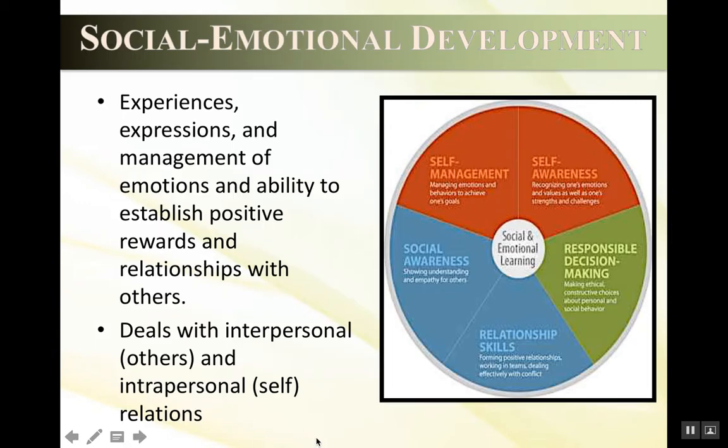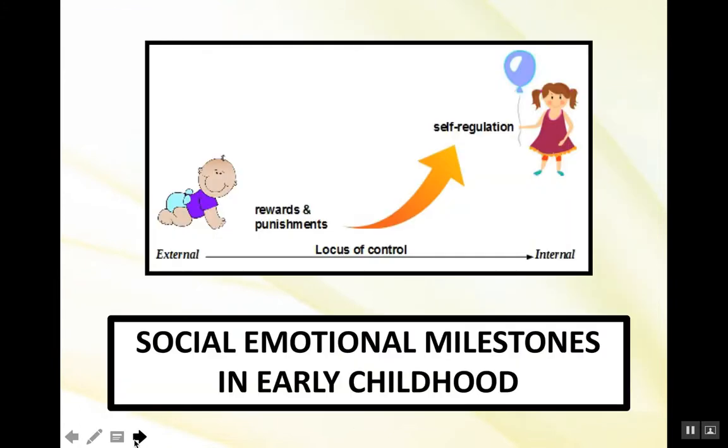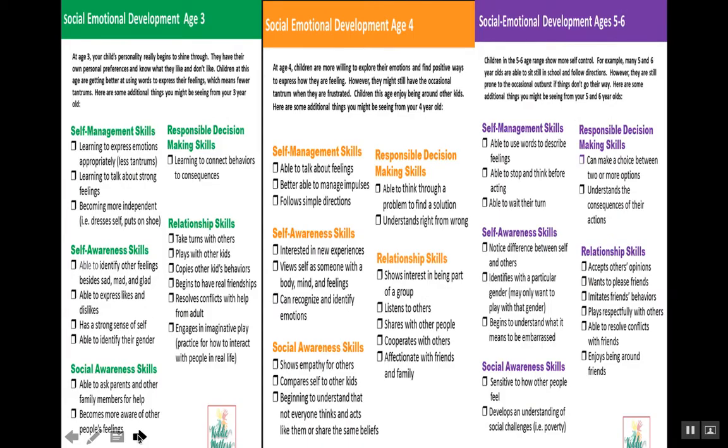Social emotional development is the experiences, expressions, and management of emotions and the ability to establish positive and rewarding relationships with others. It deals with interpersonal, so within others, with others, and intrapersonal, dealing with your inner emotions. So let's look at some of the milestones in early childhood. At this age, they're starting to be able to do a lot of different things.